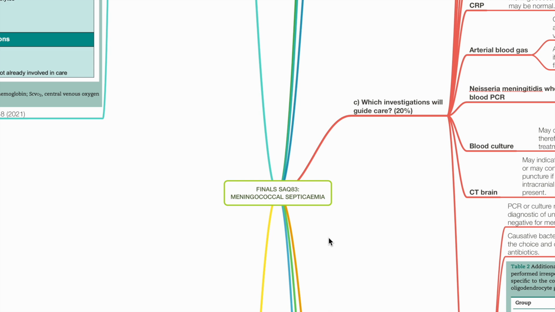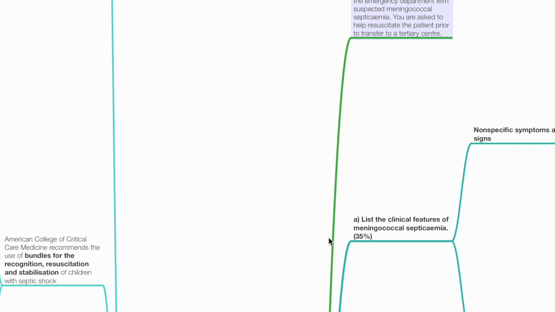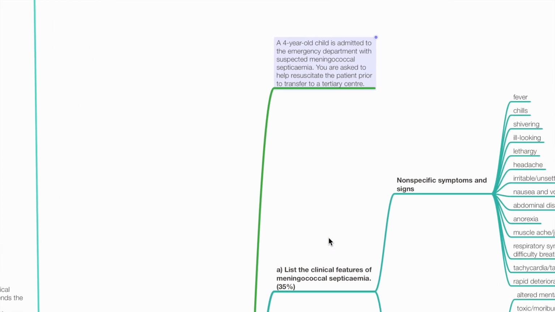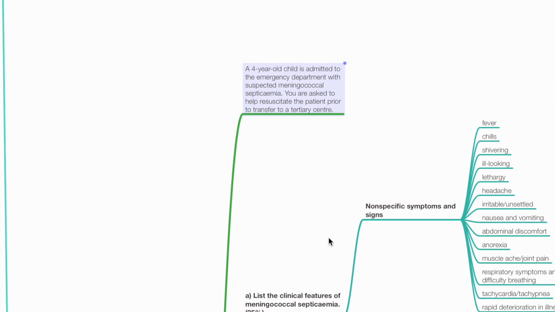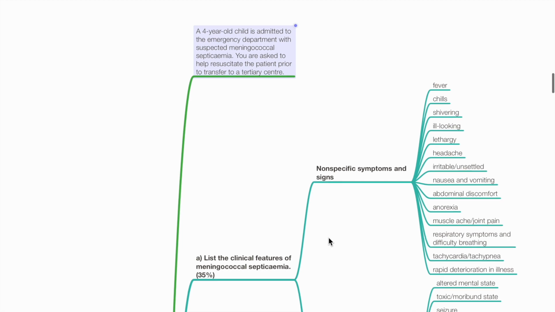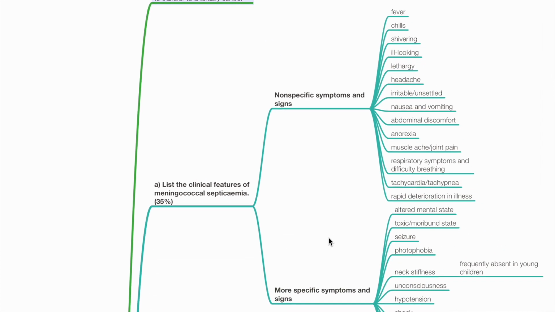Finals SAQ83, Meningococcal Septicaemia. A 4-year-old child is admitted to the emergency department with suspected meningococcal septicaemia. You are asked to help resuscitate the patient prior to transfer to a tertiary center. A. List the clinical features of meningococcal septicaemia.